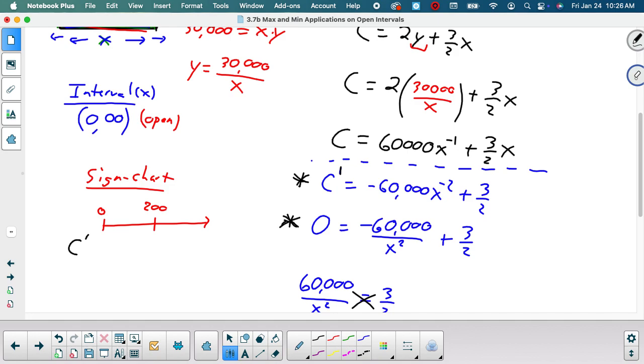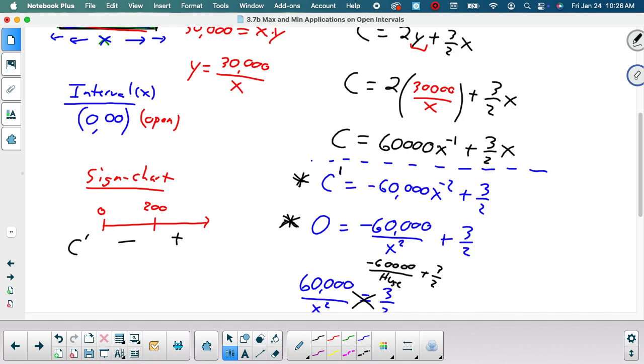If I plug something between 0 and 200 into that, like 1, if you plug 1 into this, negative 60,000 over 1 squared, 1, plus 3 over 2, is that going to be positive or negative? Well, that's going to be negative, Mr. Roy. If I plug something bigger than 200 in, like a million, this thing is going to be huge. If I have this over something huge, that's going to be really, really small, plus 3 over 2, that's actually going to make it a positive number because this fraction is going to be so small there.